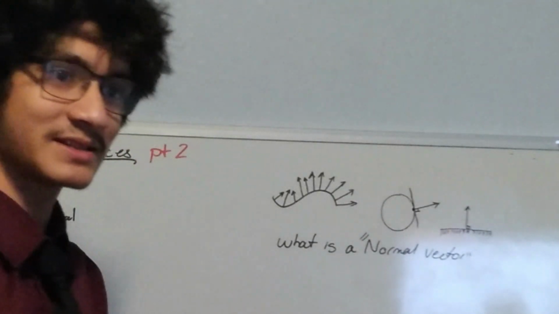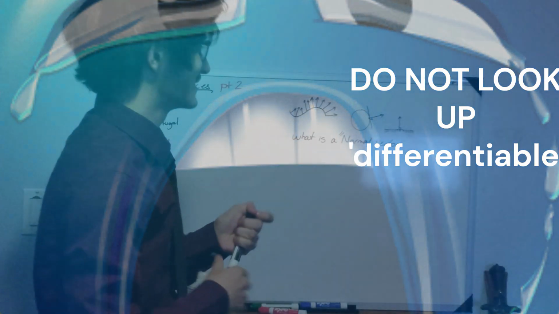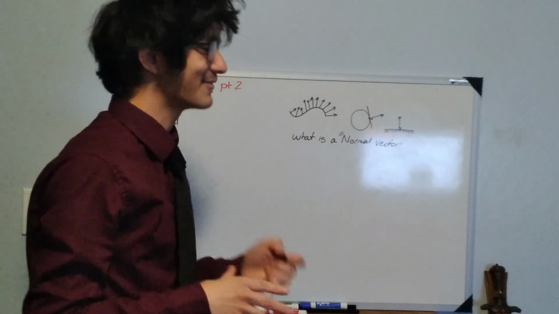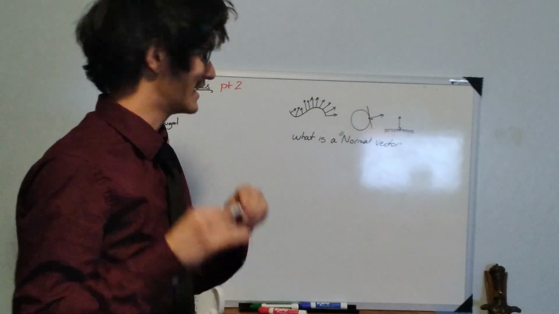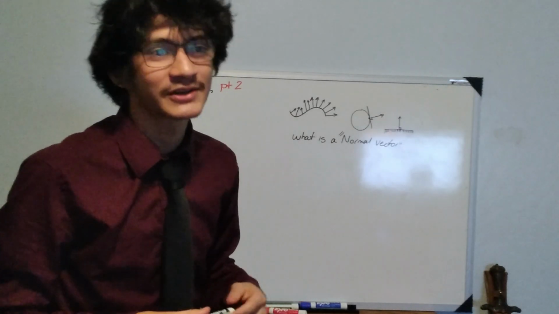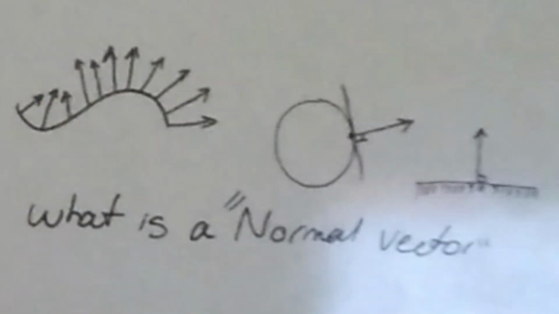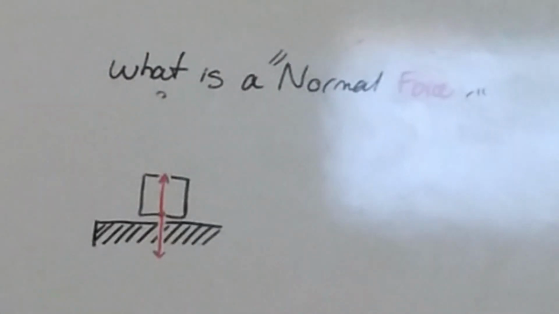Every point has a normal if it's differentiable. You don't need to know what that word means, but just know that every point has a normal. And if you remember that curves are a series of points, then each individual point along a curve has a different normal direction. So that's what a normal vector is.